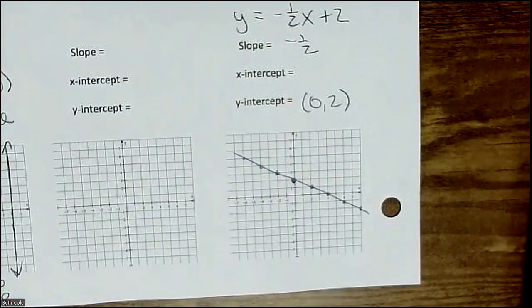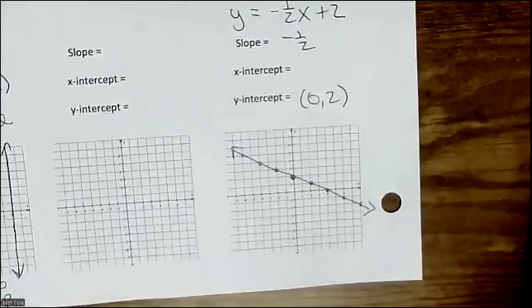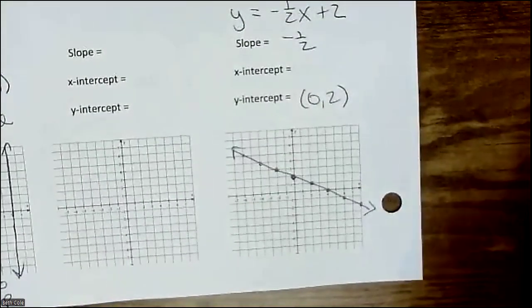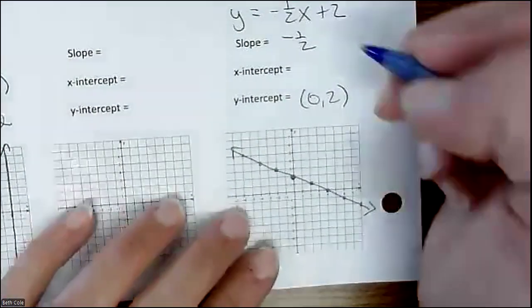I won't make you write it, but what's the domain? X, little e, R. Good. And then what's the range? Y, little e, R. It goes forever in both directions, so it's everything. All right, and then x-intercept or zero. If somebody, so the test says, what's the zero? 4.